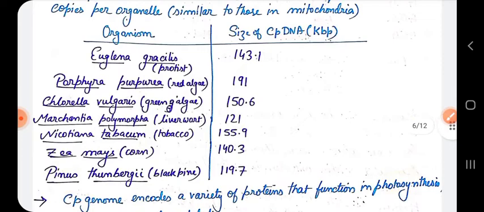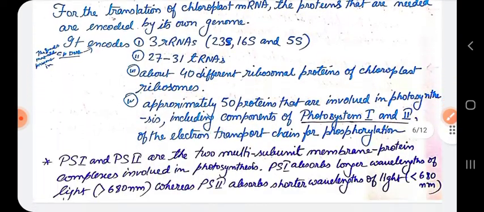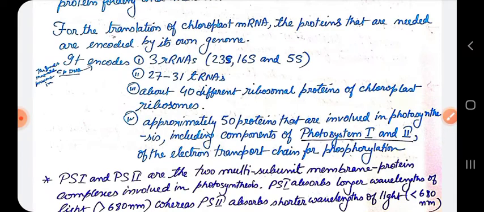So just go through this. These I do not need to mention. Just go for this: the different amounts of chloroplast DNA found. This is the main thing that I have mentioned to you: what are the functions, and what are the genes it carries. It carries genes for the three different types of rRNA, different tRNAs, and about different chloroplast ribosomes.